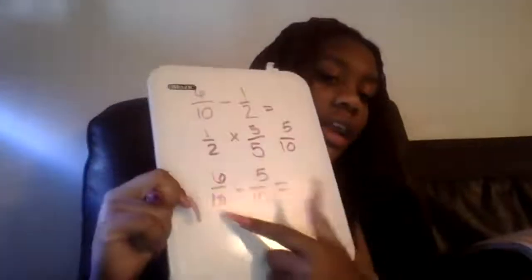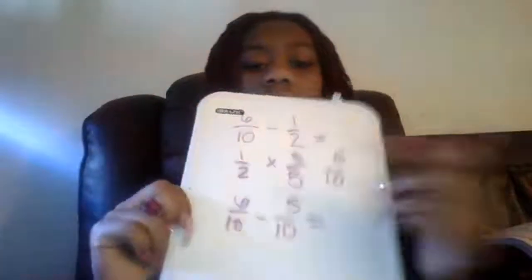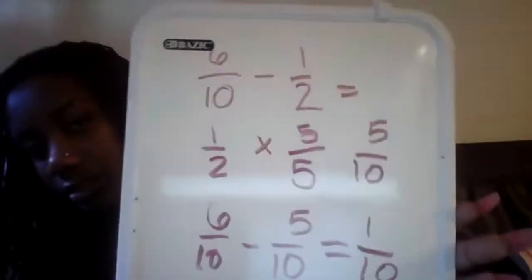Now remember, when you're subtracting or adding, you do not add the denominator or subtract the denominator. So we're only doing the top. 6 minus 5 is 1. And then we're going to bring the 10 over. Just like that.